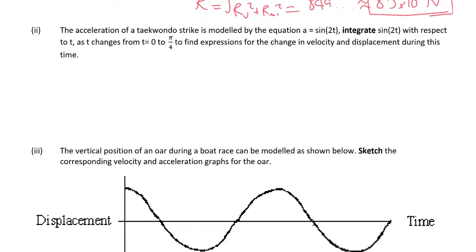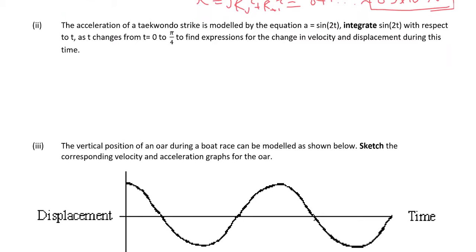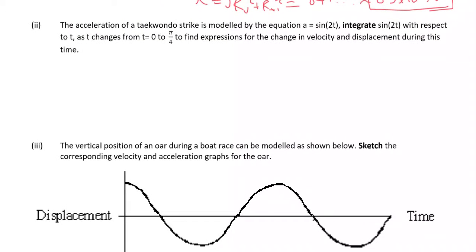Okay, so the acceleration of a taekwondo strike is modeled using a equals sine 2t. If we want to get velocity, we will have to integrate that. So first we divide by whatever's inside the brackets multiplying by t. Sine, when you integrate it, would go to minus cosine, and then we've got 2t. And then to finish off, the acceleration will be integrating that again.